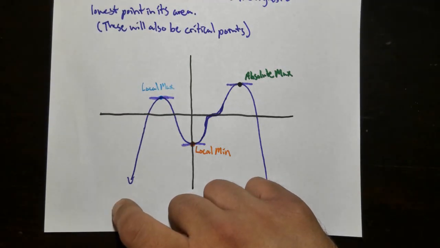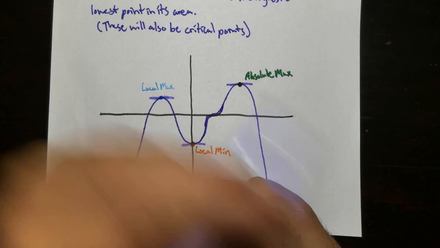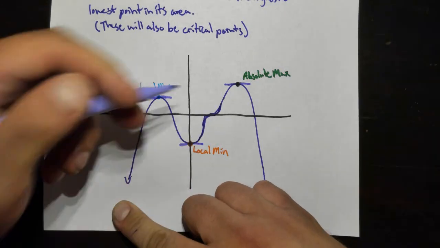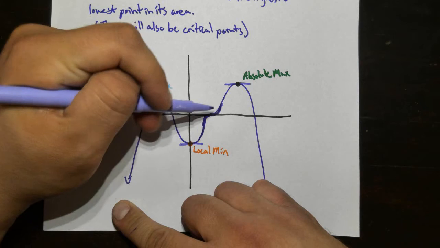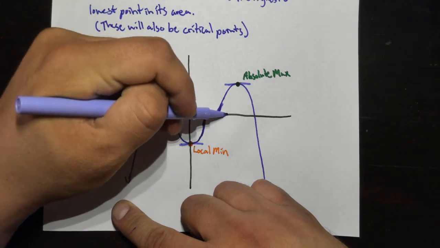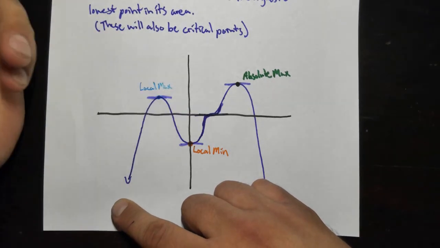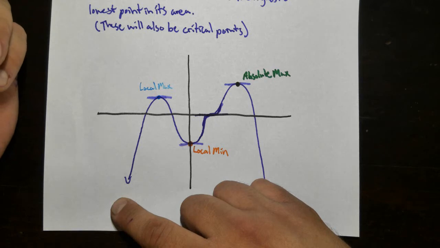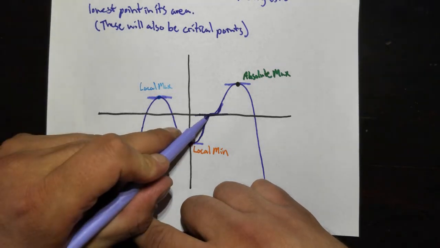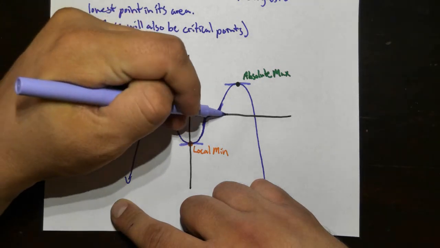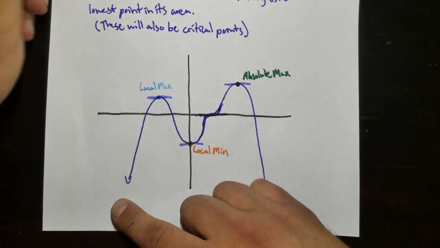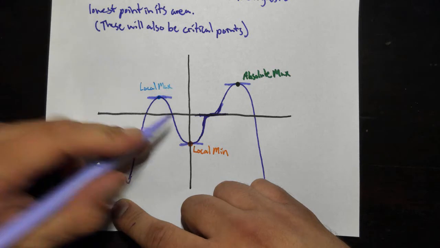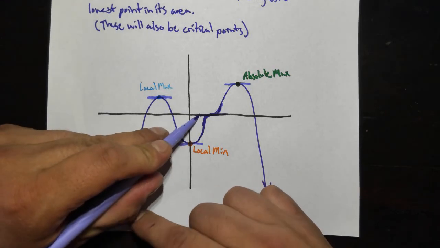There is also one more critical point on here, and that's going to be right here. Notice it kind of squiggles. Well, there's a singular point where it is completely flat, where the slope is 0. So this is going to be a critical point. However, not all critical points are maxes or mins, and this shows you how and why, right?